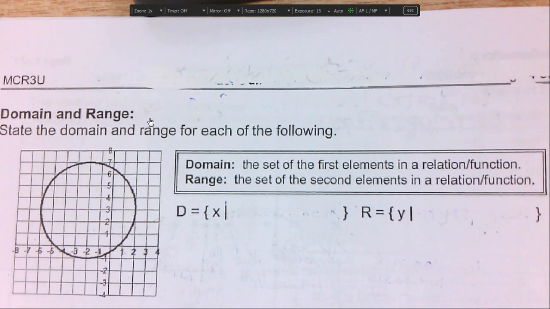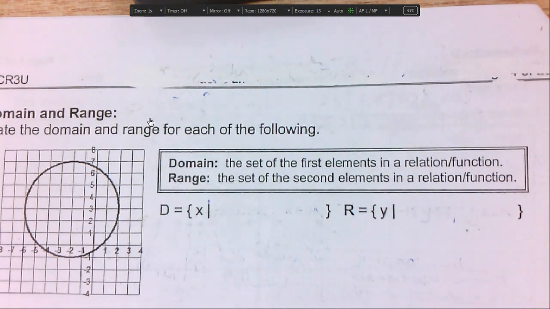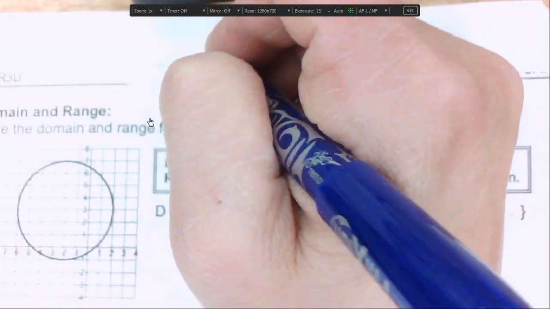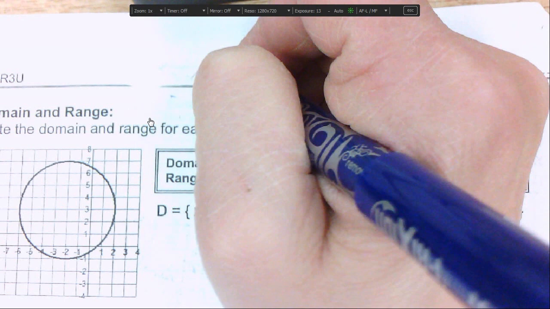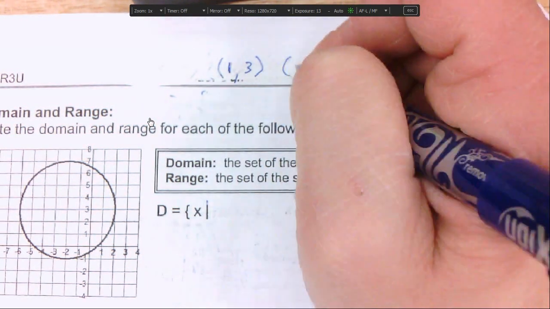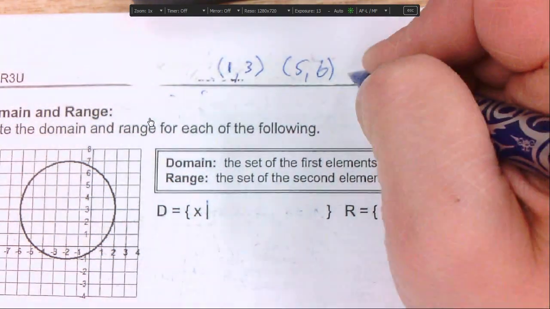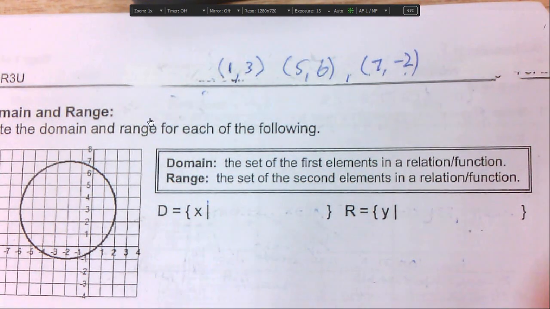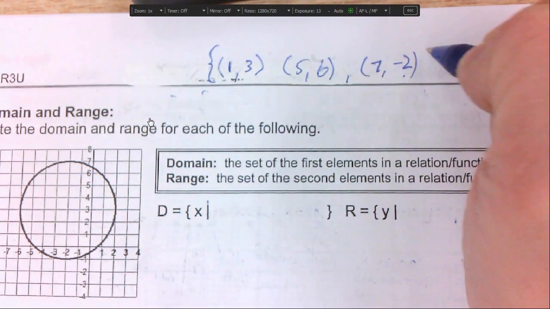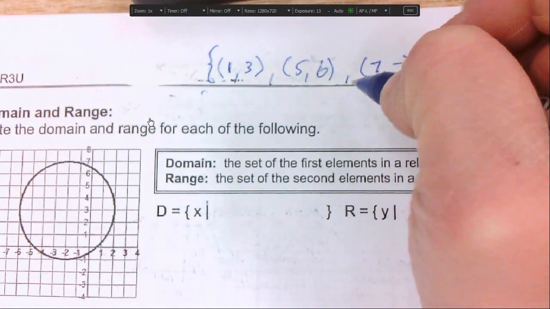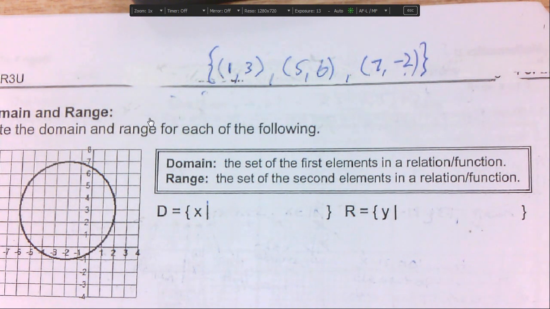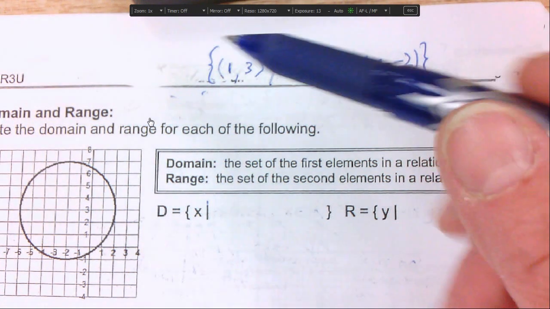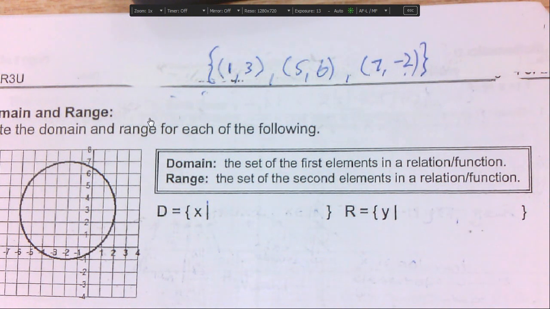So domain and range have to do with x's and y's in a relation. Let's say, for example, you had a relation that was a bunch of points: (1, 3), (5, 6), and (7, -2). Okay, a bunch of points. So that's called a relation. If you put them in these squiggly brackets with commas in between, that's called a set of points. So we're going to be using the squiggly brackets, called set notation, when we talk about domain and range.